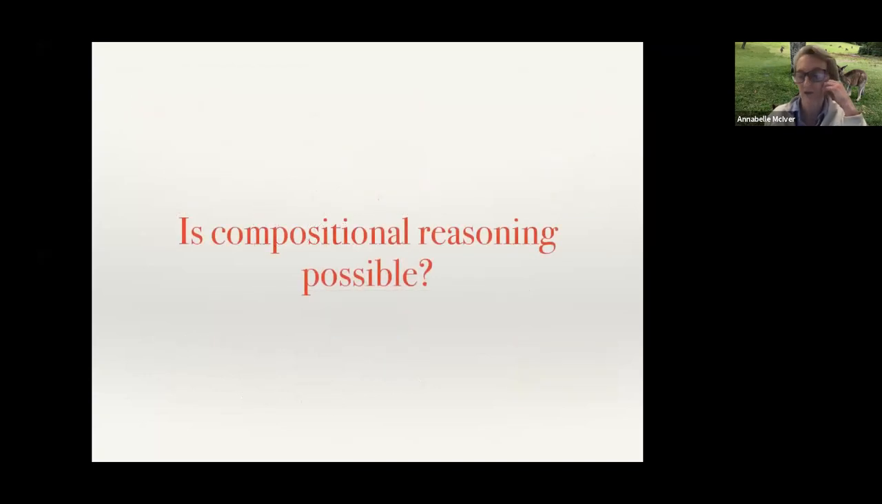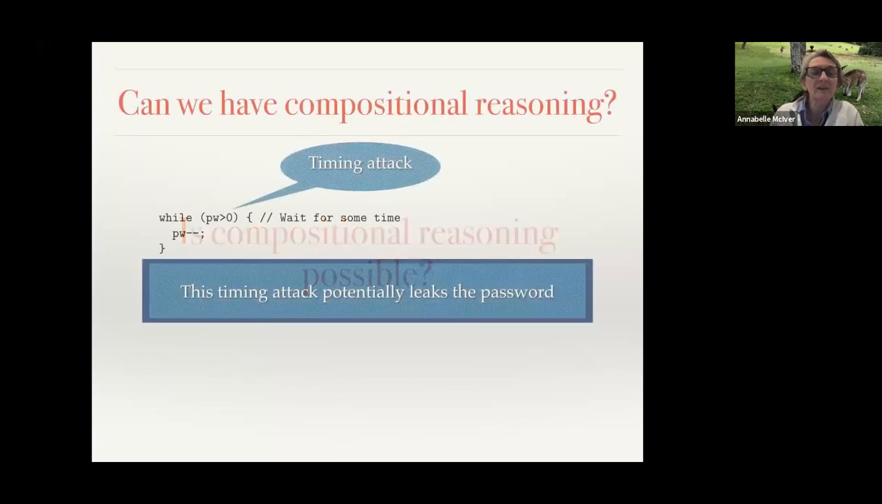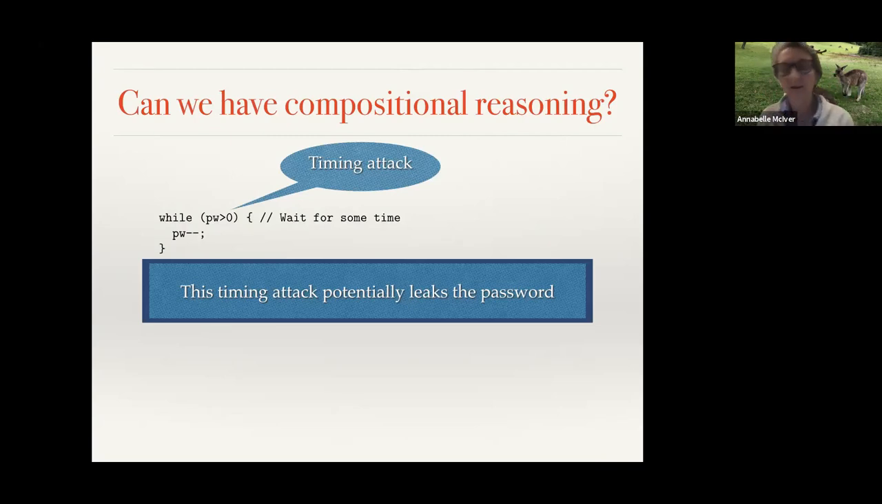You should never branch on high, which of course you see when people talk about this kind of thing. But it was good to see it coming out in the model. So is compositional reasoning at all possible? So let's quickly go back to the timing attack. And this is where we actually start wondering about correlation.